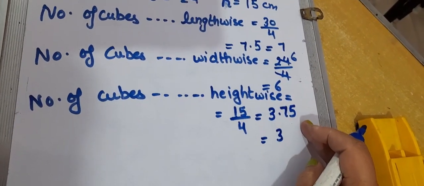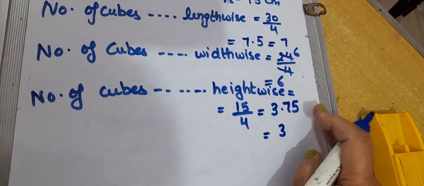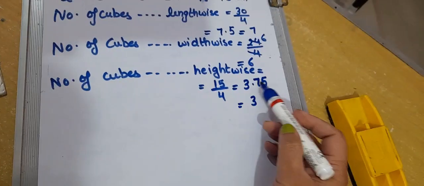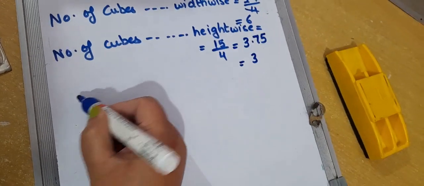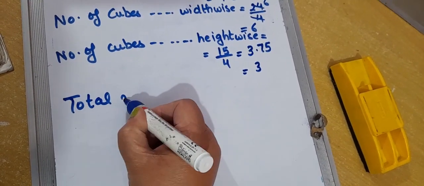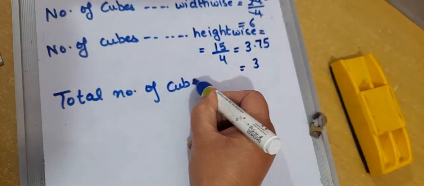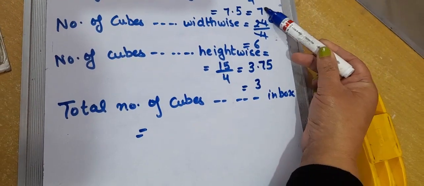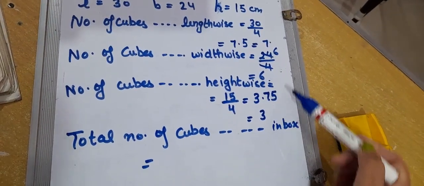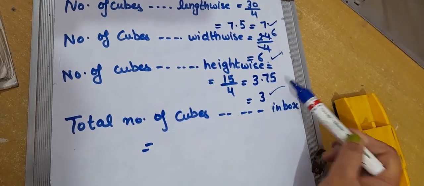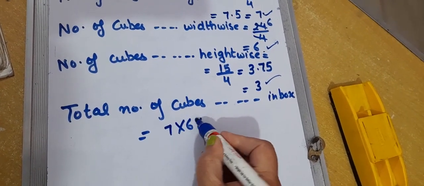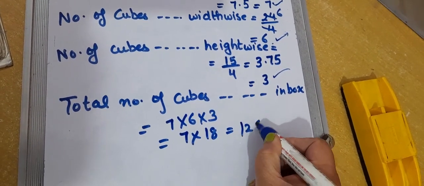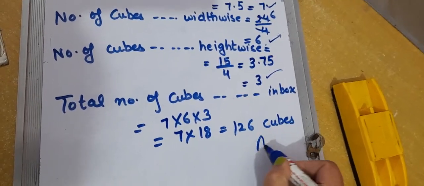Don't take 4 because then you are not able to place the fourth cube heightwise, because the height is only 15, it is not 16. So you will take the lower whole number, it is 3. So the total number of cubes that can be placed in the box are 7 into 6 into 3. 7 into 18. 126 cubes. This is our answer.